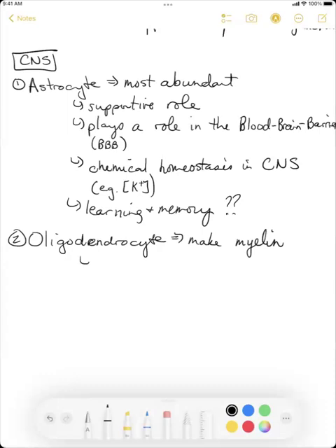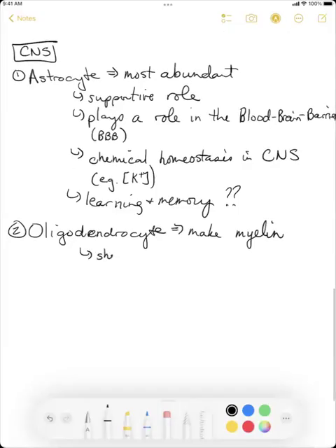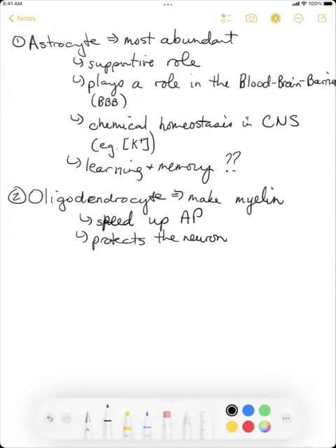This myelin has an insulating function, a protective function that helps protect neurons, but also helps speed up the conduction of an action potential. So it helps speed up action potential, and it protects the neuron. So I'll draw a picture of a neuron here. At one end of the neuron, there's these little sort of root-like extensions.